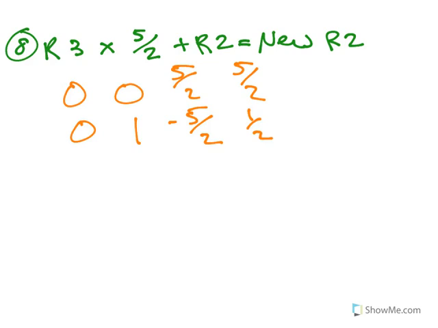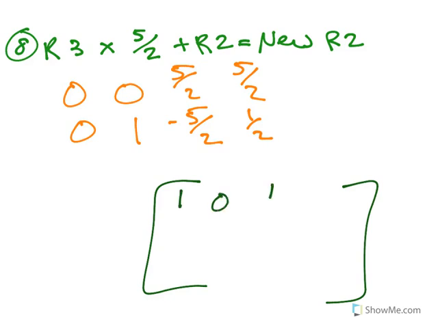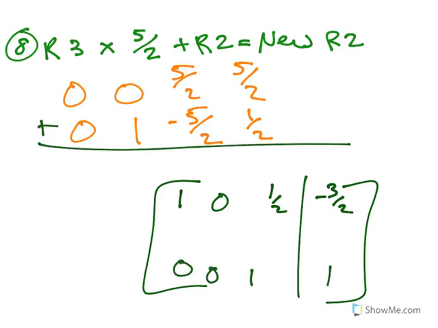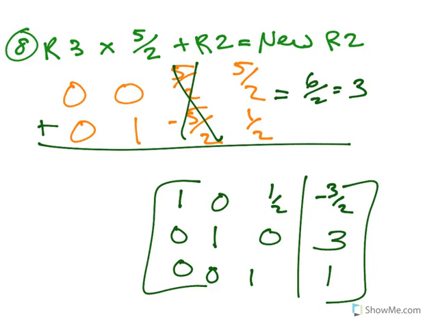So when we look at what we have going on right now, row 1 is going to stay the same. 1, 0, 1 half, -3 halves. Row 3 stays the same. And now I add these to get my new row 2. So 0, 1, the 5 halves plus -5 halves is 0. And then 5 halves plus 1 half is 6 halves, which is 3. Great. I love this for us.